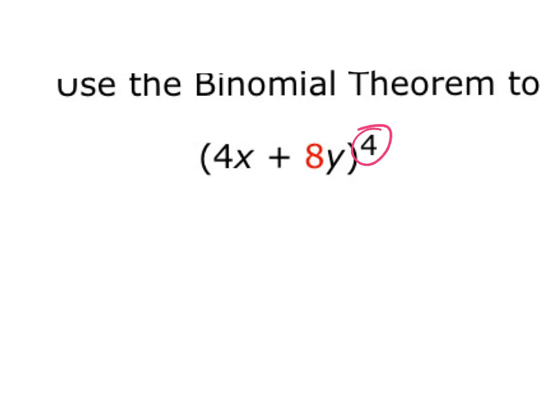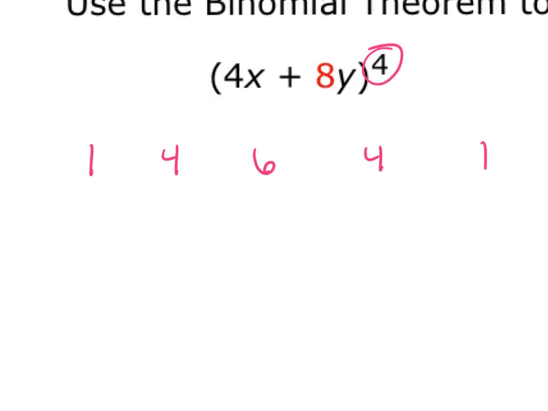What's the fourth row? What's my pattern? 1, 4, 6, 4, 1. I spaced this one out because we're going to need a little bit of room. So my first term is +4x, 4x, 4x, 4x, 4x.